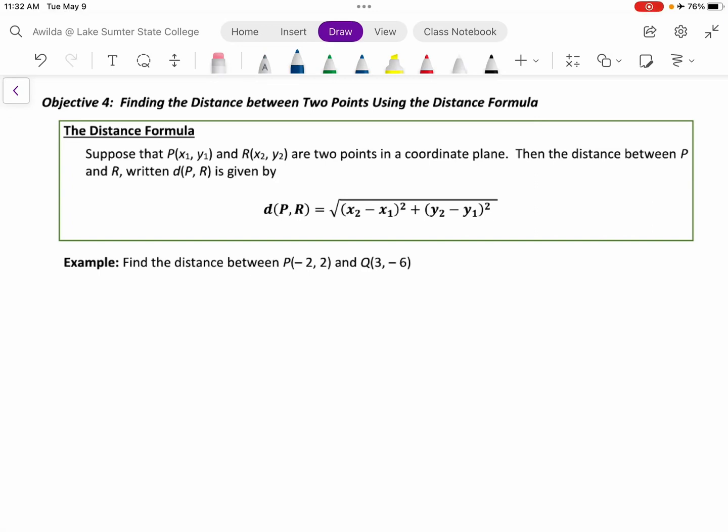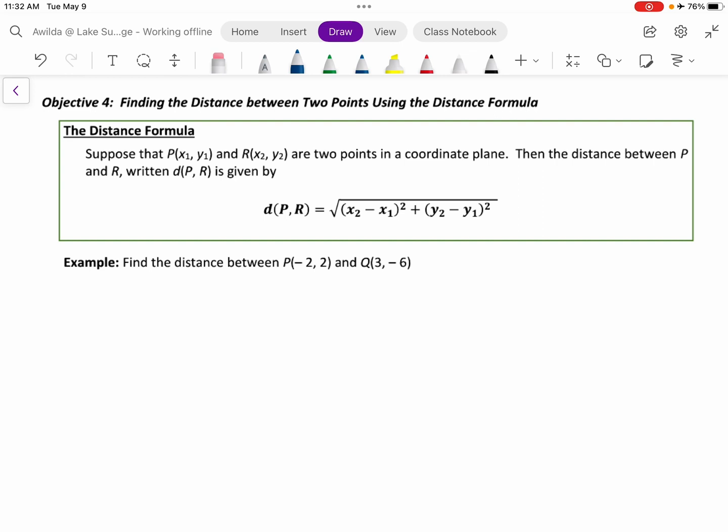In this video, we're going to review how to compute the distance between 2 points in the coordinate plane. You will need to know the distance formula, which we have here in the following box. The distance between 2 points, labeled P and R, that have coordinates x sub 1, y sub 1, and x sub 2, y sub 2, can be found as follows. The square root of the difference between the x coordinates squared plus the difference between the y coordinates squared.